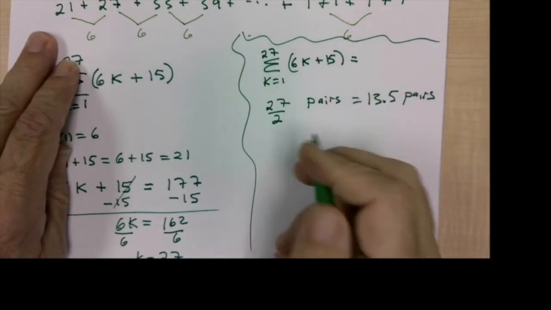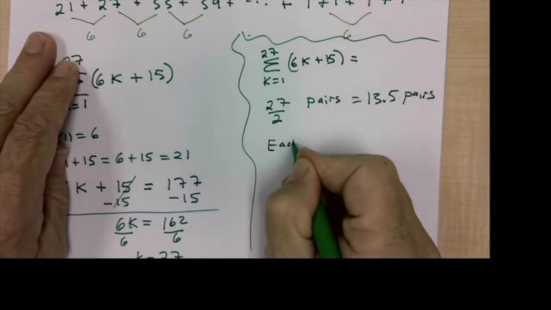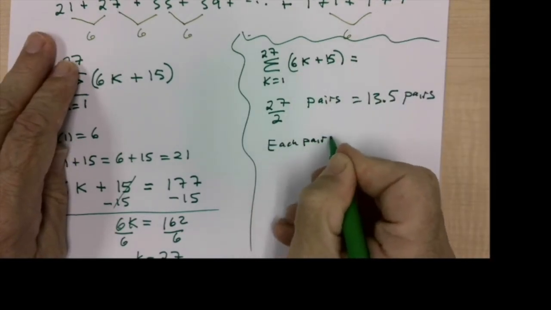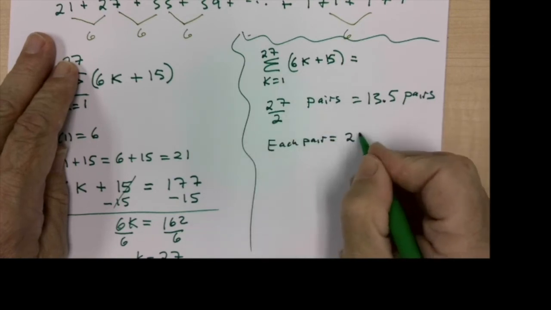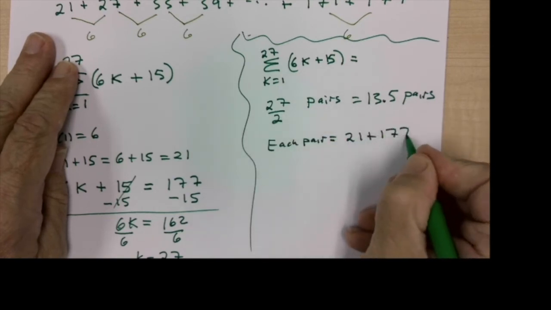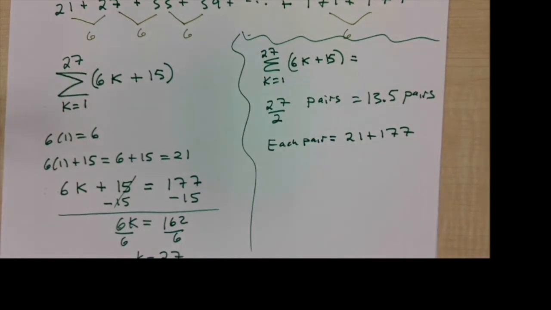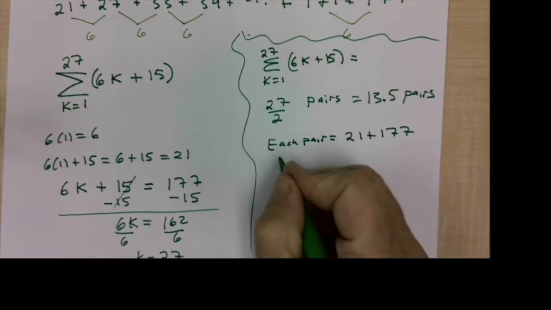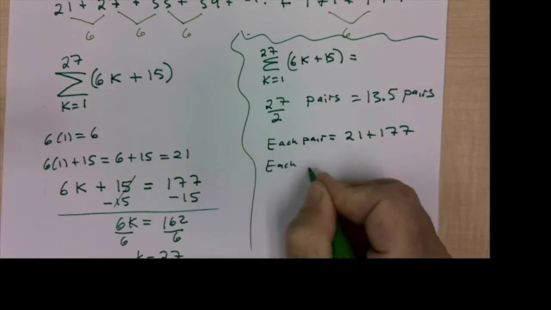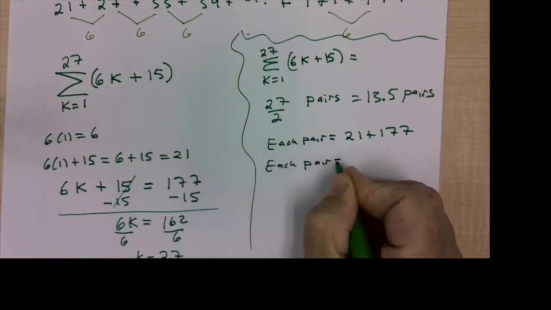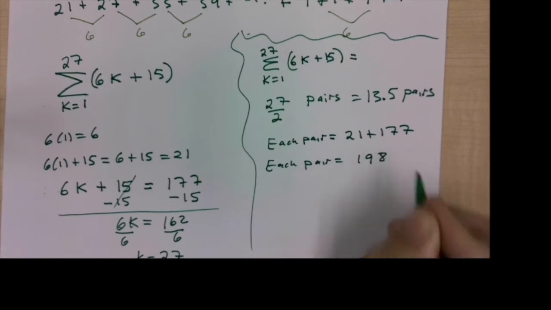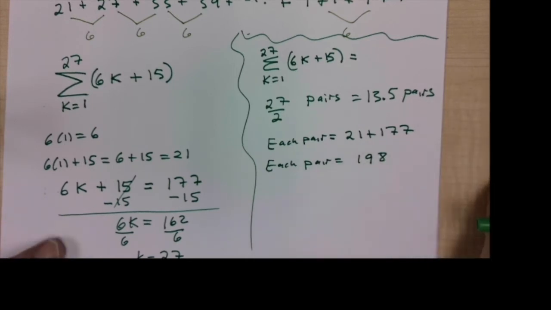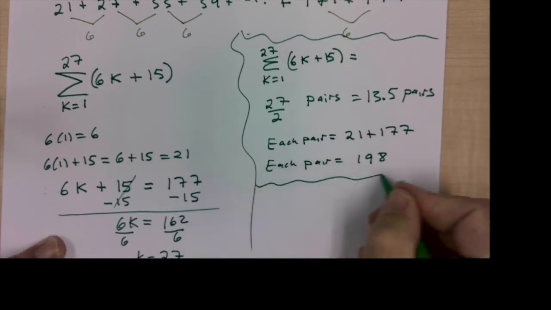Now, what is each pair? Each pair equals 21 plus 177, which is how much? 21 plus 177 is 198. Each pair is 198. So what is my sum going to be?